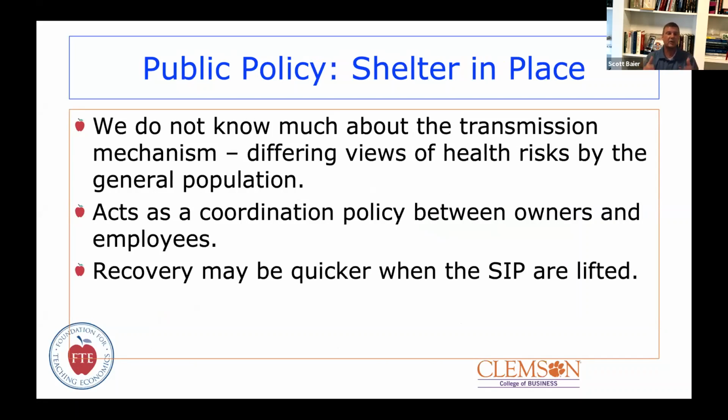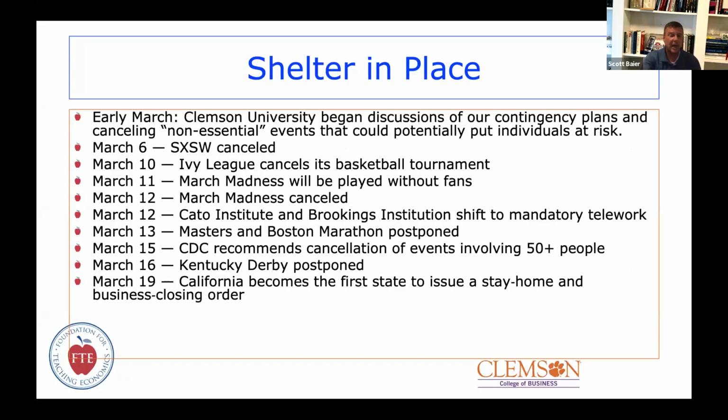And what I think the policy does, or fiscal policy does, is help coordinate activities between firm owners, employees, and customers. And again, if we can use these shelter in place orders to move beyond the health crisis, we'll recover much faster after the shelter in place orders are lifted. But an important thing I want to emphasize is that even before shelter in place orders were implemented, the private markets were already reacting and basically sheltering in place already.